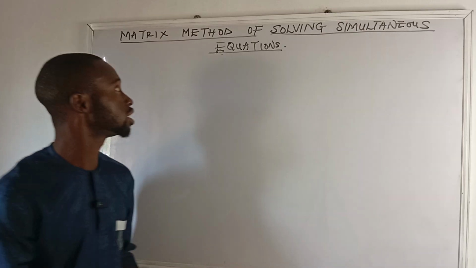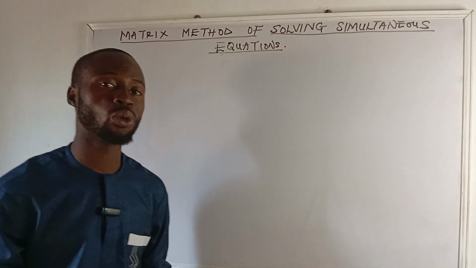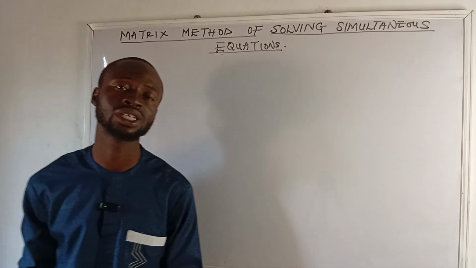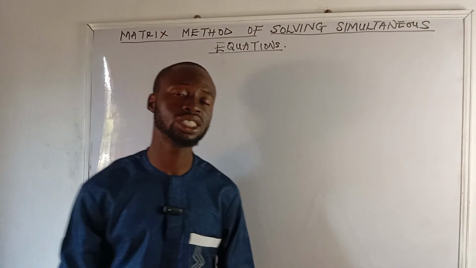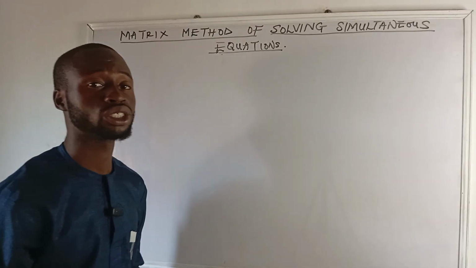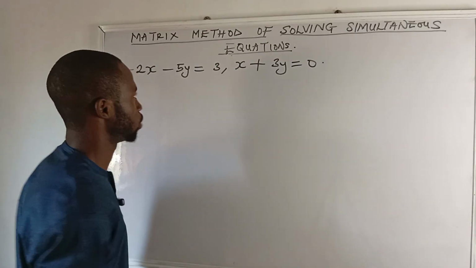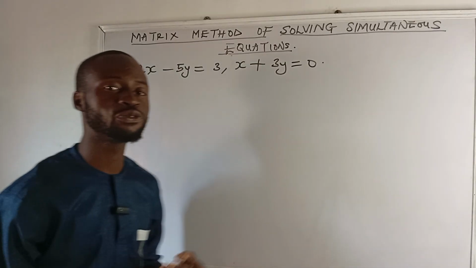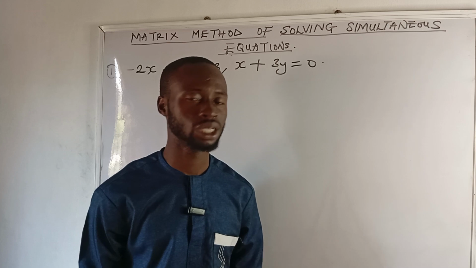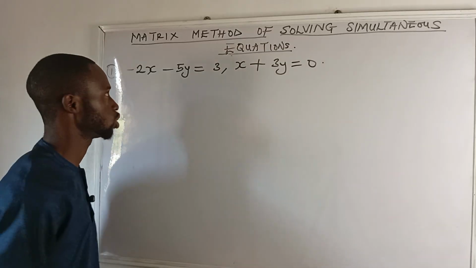In this particular video, we'll be treating the matrix method of solving simultaneous equations. As you are aware, we have about 4 methods of solving simultaneous equations, but in this particular video, I'll be solving simultaneous equations using the matrix method. So how do I solve these two equations using the matrix method? I need to first write them in matrix form. That's very, very important, and I'll show you how to write simultaneous equations in matrix form.